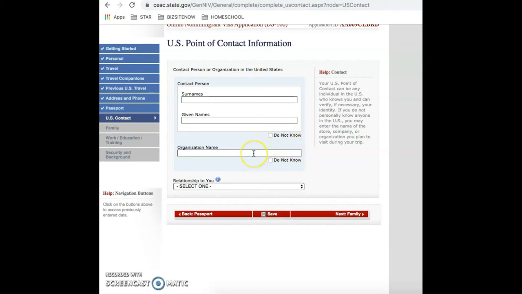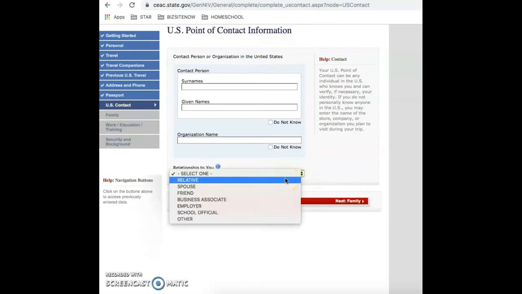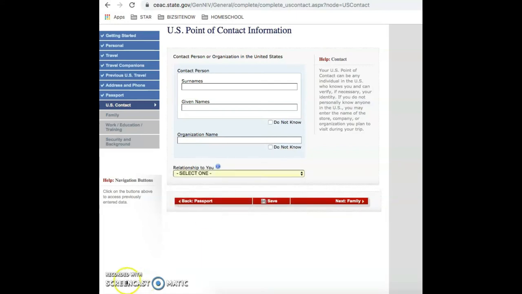And then, organization name, I guess this probably applies if you belong to an organization. Ayan, or company, you can put it here. And then, of course, relationship to you, relative ang ilalagay ko kasi wala namang uncle, wala namang auntie or grandfather or grandmother. So, relative yung lalagay. Unless, of course, you're staying with a spouse, a friend, a business associate, employer, school official, and others. Yan. Just be honest again. After that, you click yung next family.